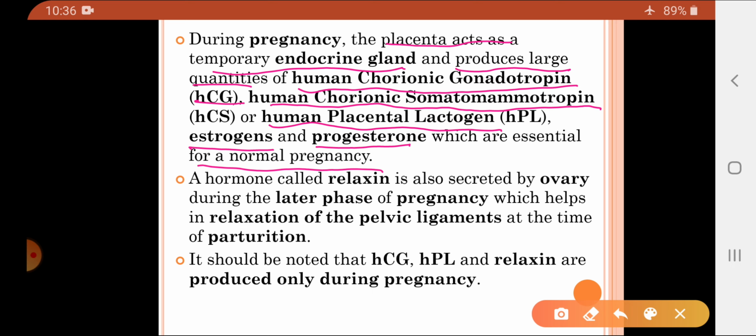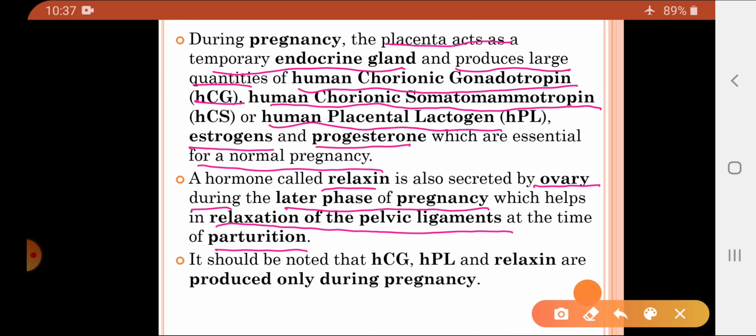There is another hormone called relaxin, which is secreted by the ovary during the later phase of pregnancy. So at the advanced stage of pregnancy, the ovary also secretes the hormone called relaxin. Now what is the function of relaxin? So basically it relaxes the pelvic ligaments at the time of parturition. Now at the time of parturition, the pelvic ligaments need to be relaxed, and this will be done by the relaxin.